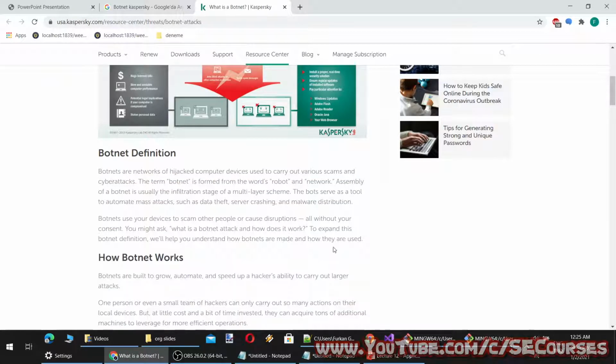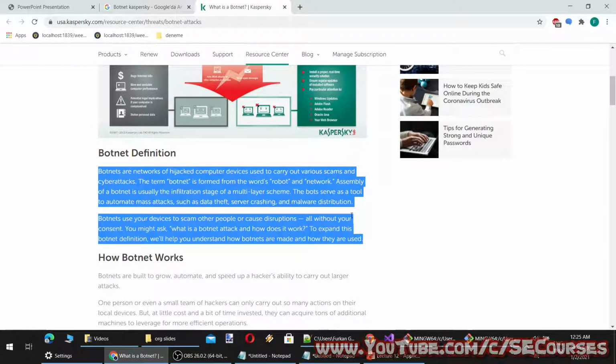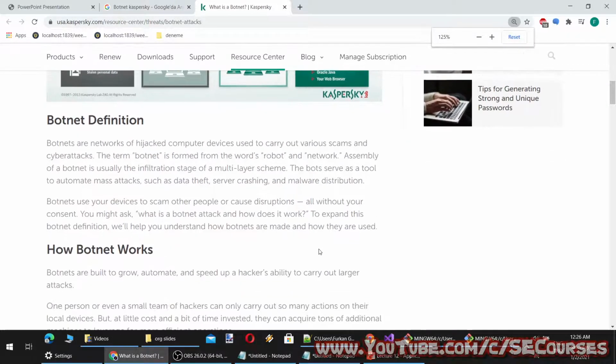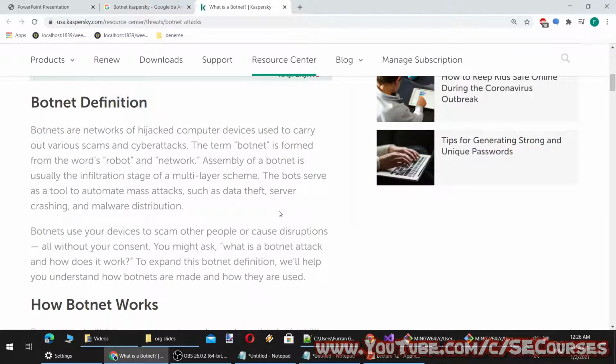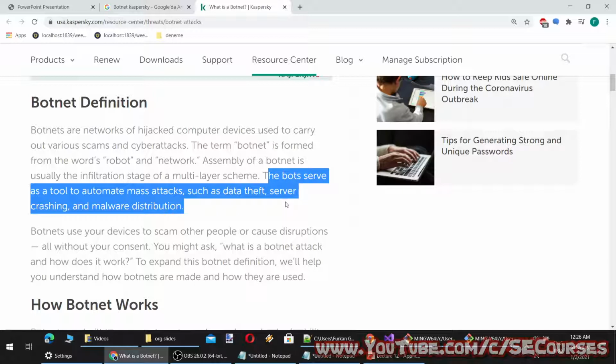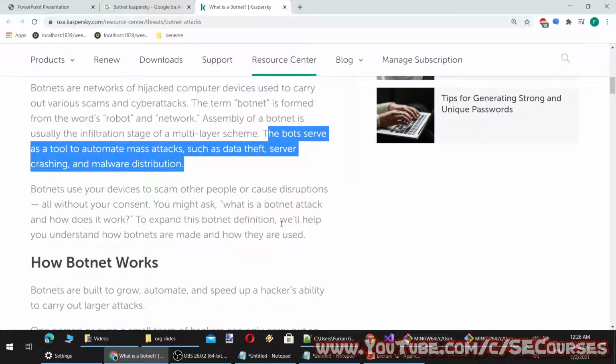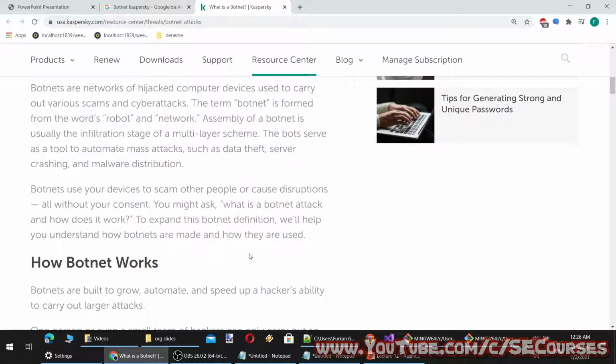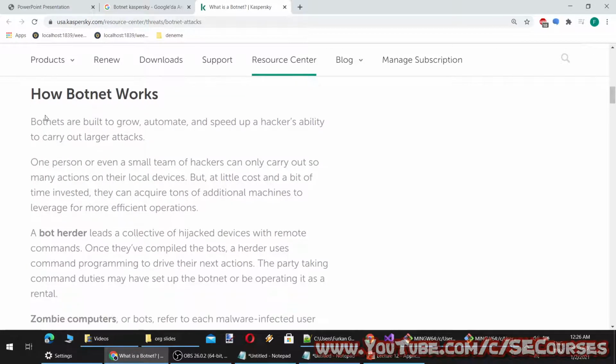Botnet definition. Okay, this is important to learn. Botnets are networks of hijacked computer devices used to carry out various scams and cyber attacks. The term botnet is formed from the words robot and network. Assembly of a botnet is usually the infiltration stage of a multi-layer scheme. The bots serve as a tool to automate mass attacks, such as data theft, server crashing, and malware distribution. Botnets use your devices to scam other people or cause disruptions, all without your consent. You might ask, what is a botnet attack and how does it work? To expand this botnet definition, we'll help you understand how botnets are made and how they are used. Okay, how do botnets work?